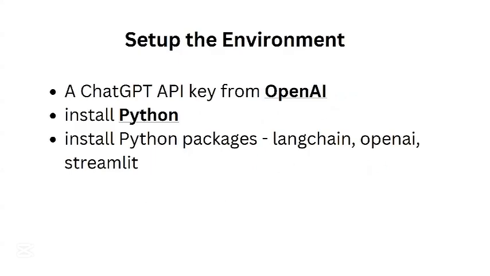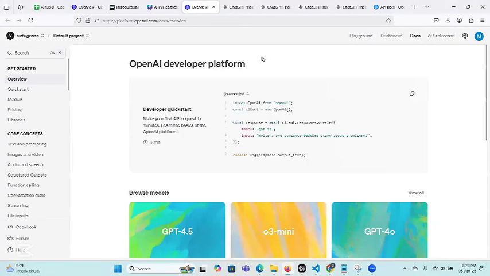Okay, for this task, we have to set up the environment first of all. For this, we have to get a ChatGPT API key from the OpenAI website. I'll show how you can do it.